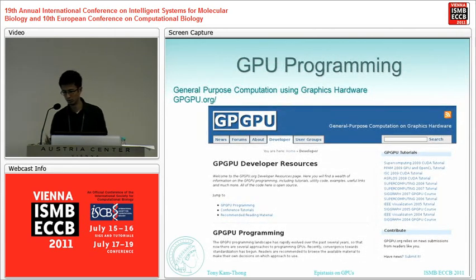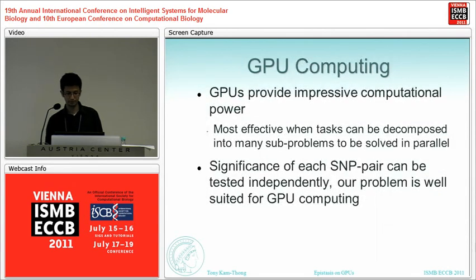And there's a whole community on this, gpgpu.org, where you can read up on tutorials and optimization tools. So in short, the GPU provides impressive computational power, but it's most effective when you can break up the task into many sub-tasks that can be done in parallel. Since the significance of each SNP pair can be tested independently, this is really well suited for GPU computing.